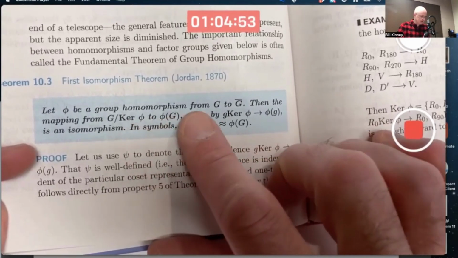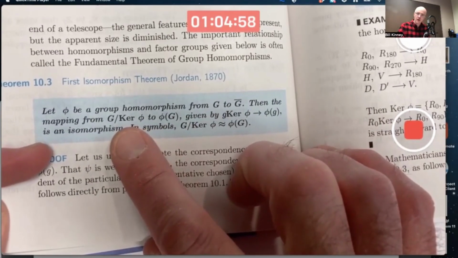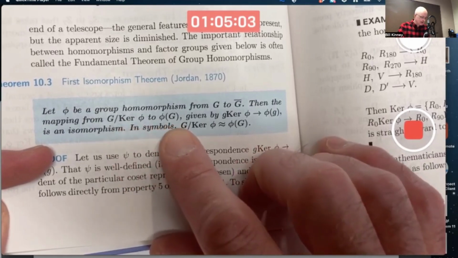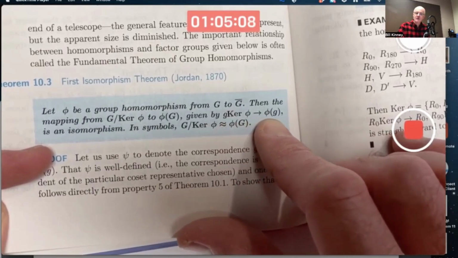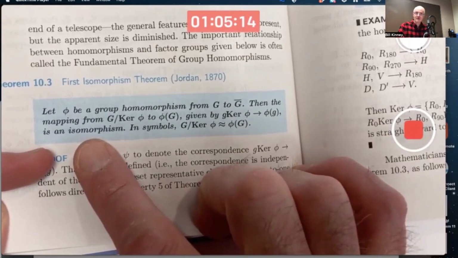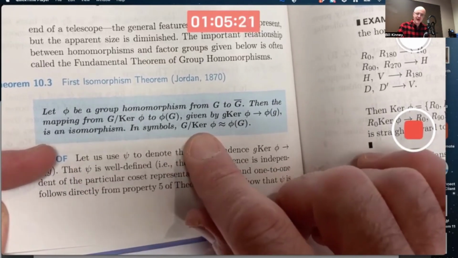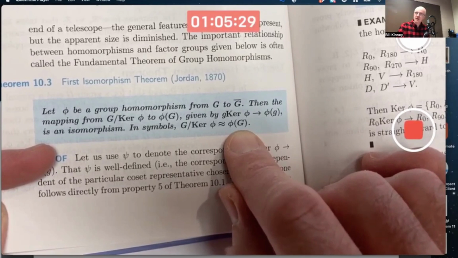Let phi be a group homomorphism from G to G bar. Then the mapping from this factor group (notice the kernel is a normal subgroup, so you can make the factor group) to the direct image, given by taking an arbitrary coset and mapping it to the image of g under phi, is an isomorphism. It's 1-to-1 and onto as well as operation preserving. In symbols, this factor group is isomorphic to that direct image. And notice also this means that if phi is onto, you could replace phi of G with G bar.